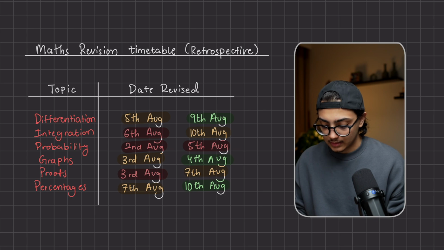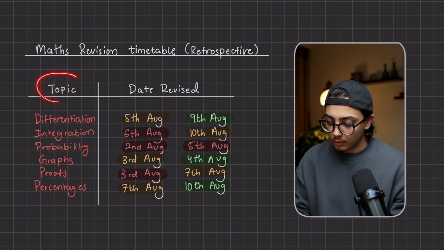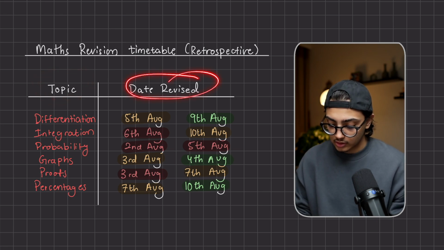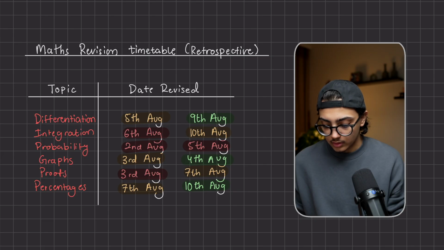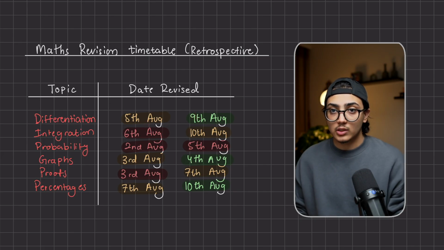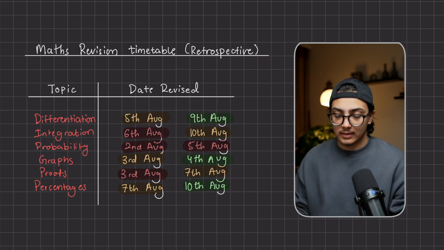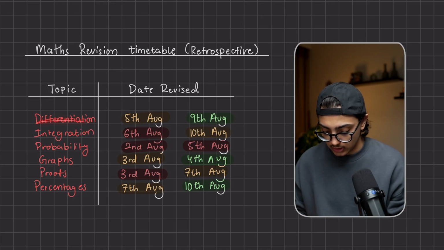Now, what is this exact timetable? On the left-hand side, you have a column called topic, and on the right side, you have dates revised. All of the topics, you can see differentiation, integration, probability, graphs, etc. On the right-hand side, you can see the dates. Basically, whatever day you study that particular topic, you just write it down. So on the 5th of August, I studied differentiation.